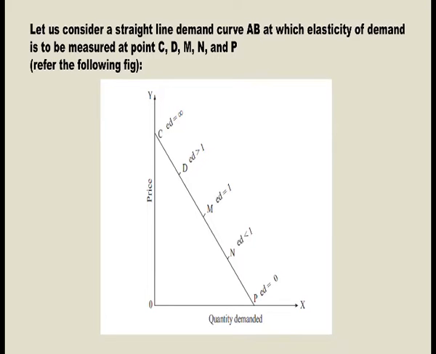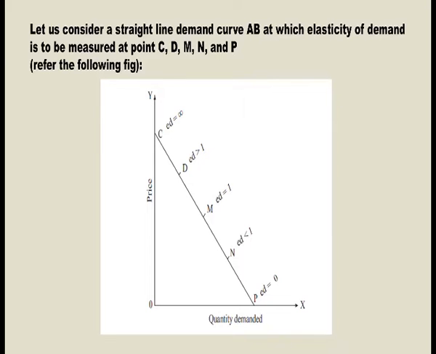It is marked as C, D, M, N, P. In these points, we can measure the elasticity of demand. Now, at the point M, the elasticity of demand is equal to 1. How is it? At the point M, the lower segment of the demand curve is MP, whereas the upper segment of the demand curve is CM. So, we calculate the elasticity of demand by dividing MP by CM. So, we get the elasticity of demand equal to 1.